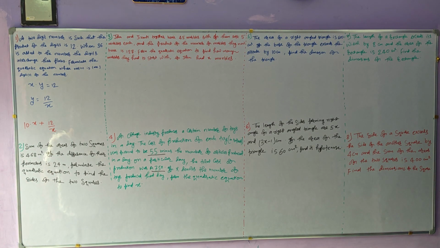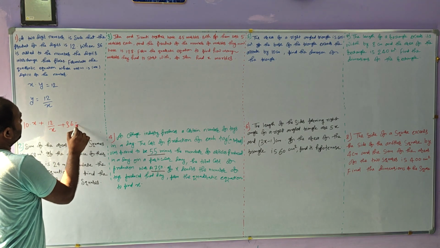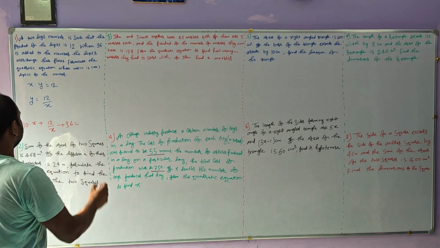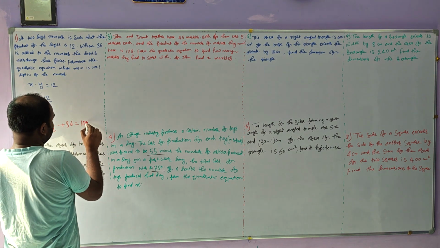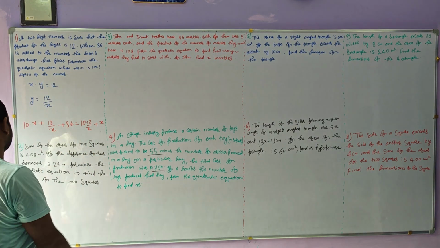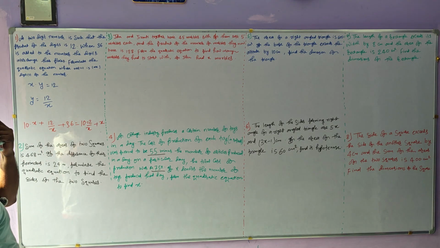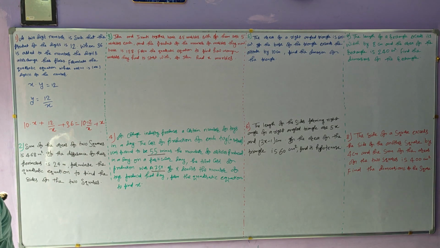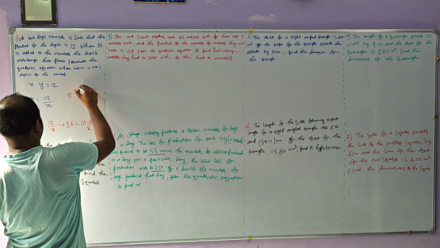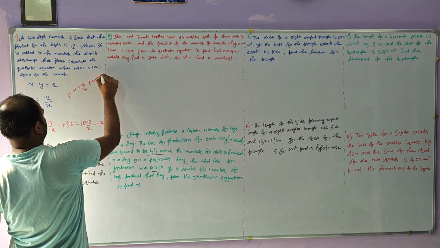When 36 is added to the number, the digits interchange their places. That means 10 into 12 upon x plus x. After solving the quadratic equation, we get the value of x, and 10 into x plus 12 upon x is our number.